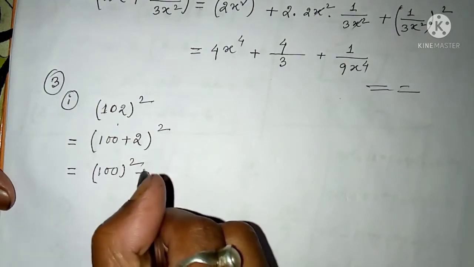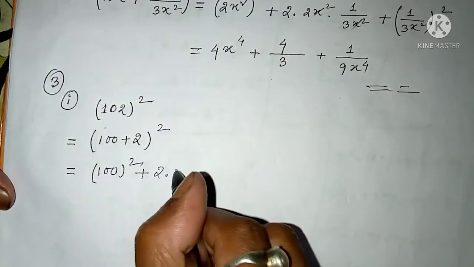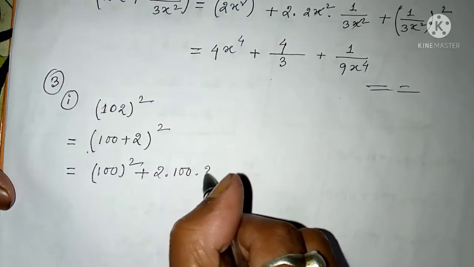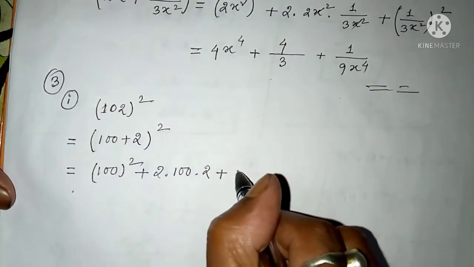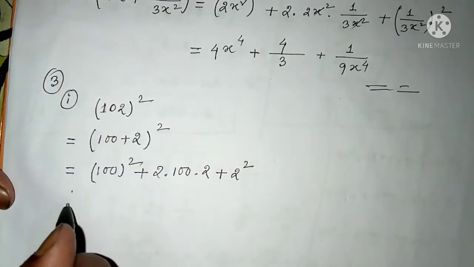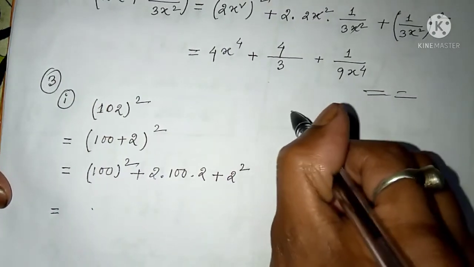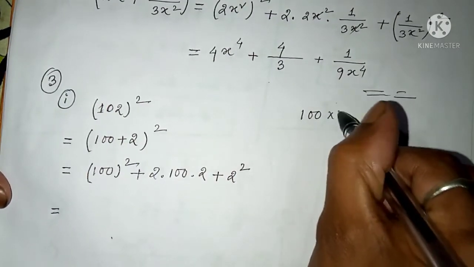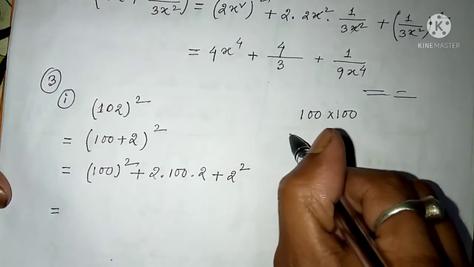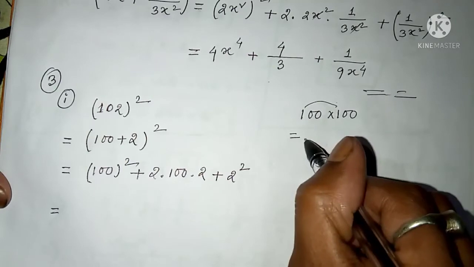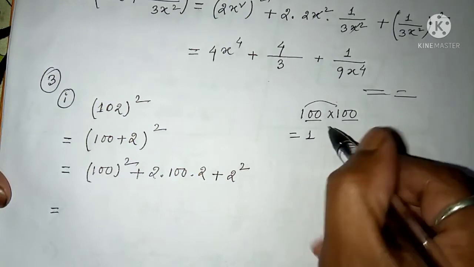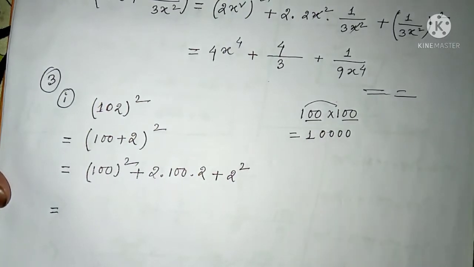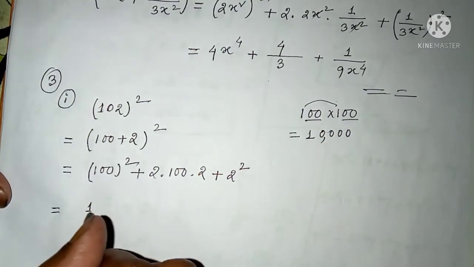So the first term is 100, so the square of the first term, then plus 2 times the first term, that is 100, into the second term, that is 2, and then plus the square of the second term, that is 2. Now see, 100 square means 100 into 100. In such a case there's no need to multiply. First see 1 into 1, that is 1, you write here, and here 2 zeros, here 2 zeros, that means a total of 4 zeros. So you just write 4 zeros here. It's very easy. So it will be 10,000.